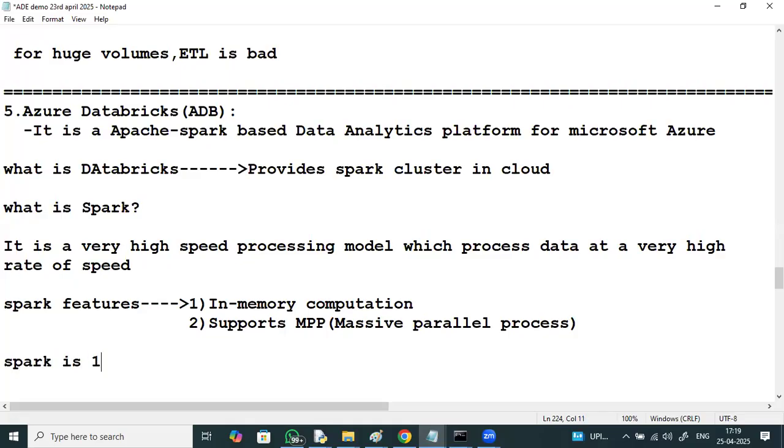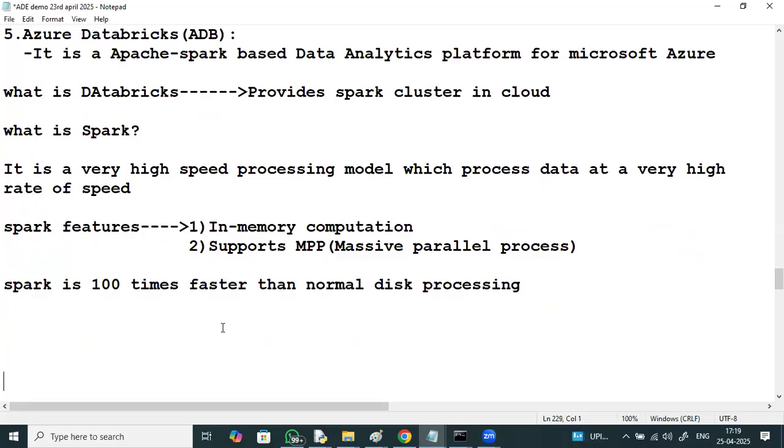Spark is 100 times faster than normal disk processing. Yahoo conducted a test, you can check with this example. Yahoo has taken a table of 100 TB consisting of 1024 columns.